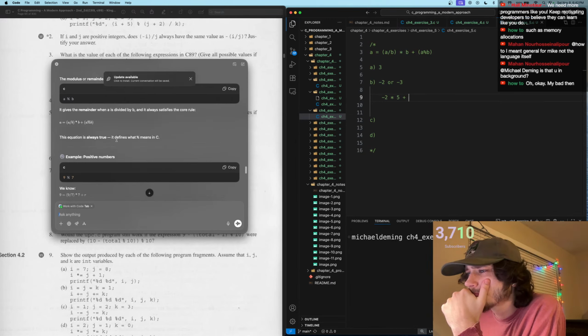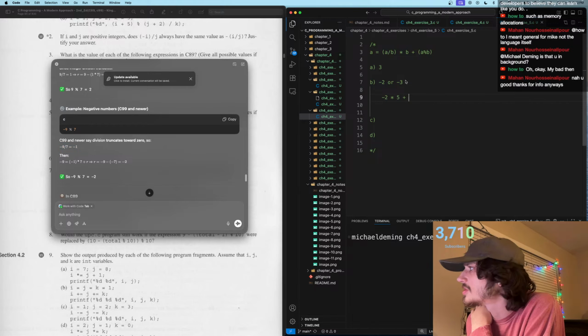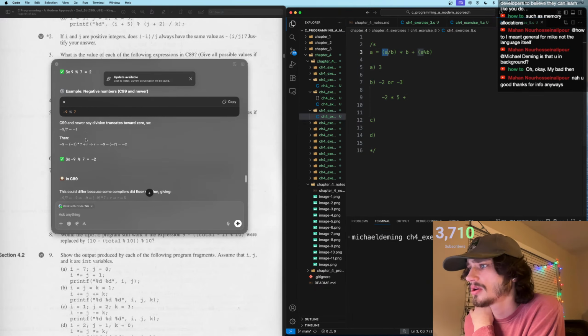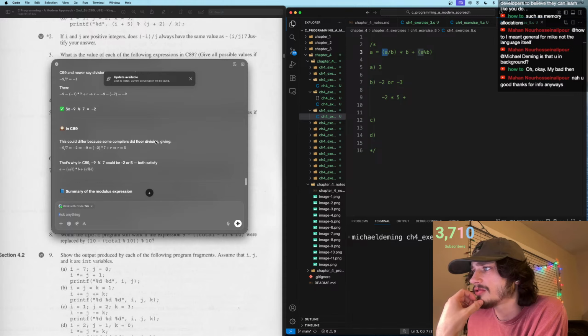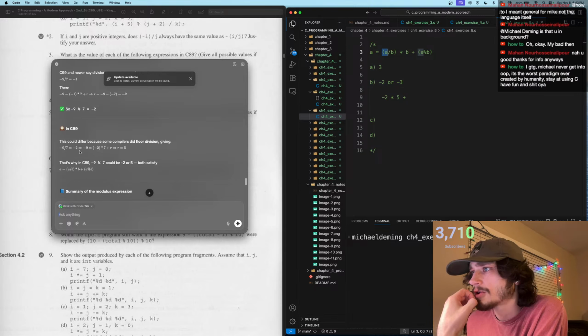In this positive case. Now example with negative numbers. So -9 divided by 7 is -1 in the newer versions. Okay, so you just do the truncation. Then it'd be this. In C89, this could differ because some compilers do default to keeping this -2 for this value, which equals to -9. Oh, so you're solving for R, right?